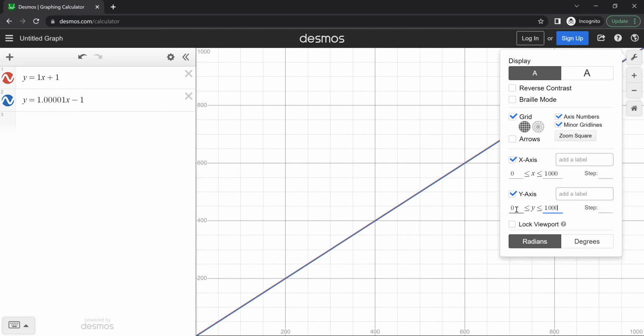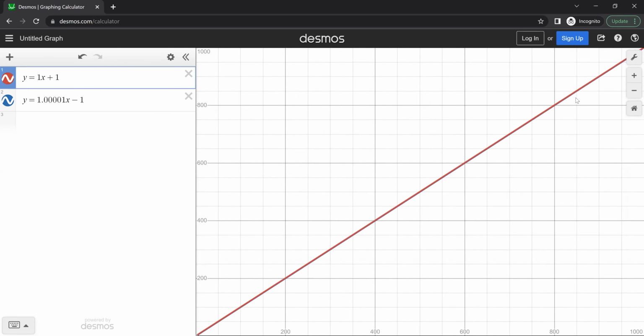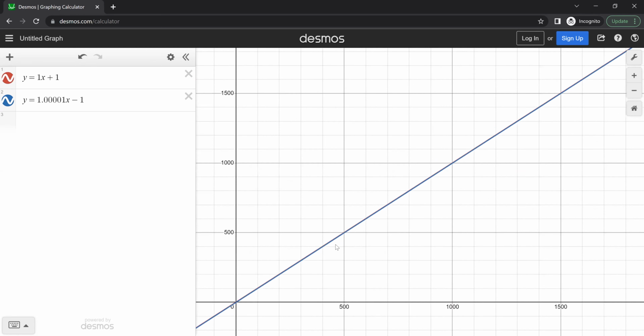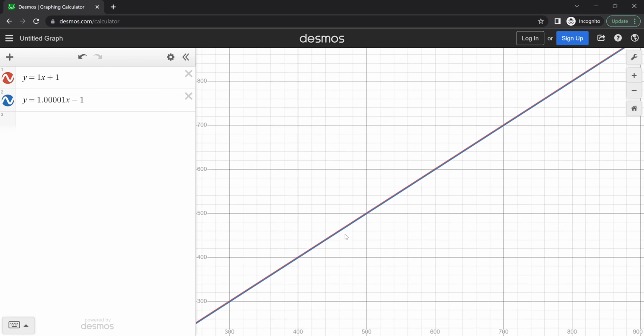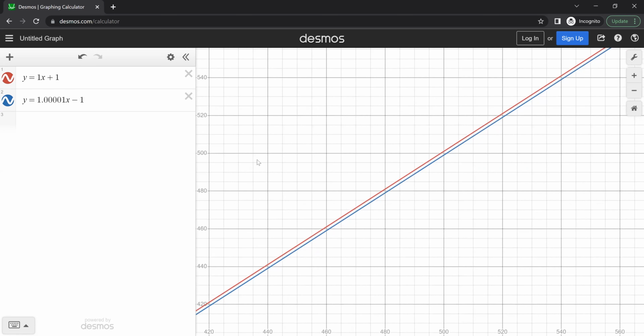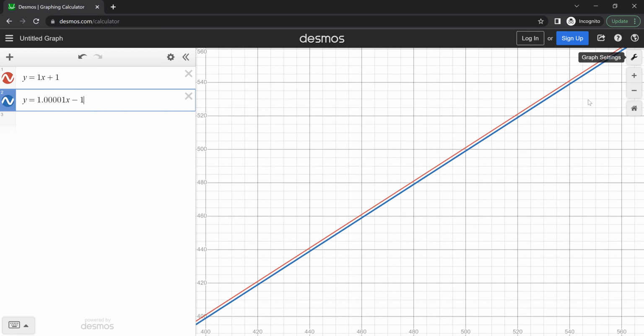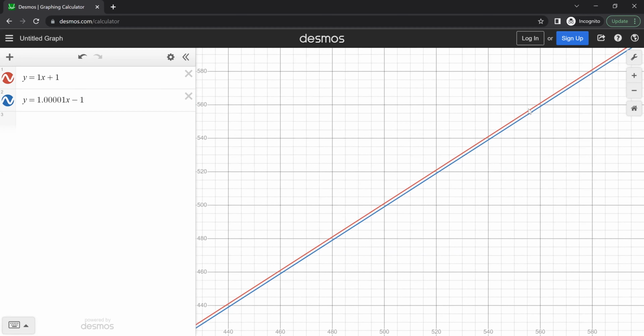Okay. They actually do intersect here. Let me see if I can get that point. Do you see how the lines sort of appear like they're converging on each other? Maybe it's still too hard to see. Let me change this to another number here. So these actually converge. Do you see how the blue line is under the red line? The blue line is under the red line. Do you see that?